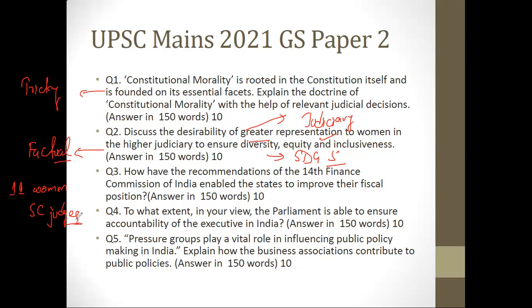If some people know some of these facts, it's good for them. If you have written these facts, awesome, man. So you will start with that. The greater representation to women in higher judiciary will go a long way in promoting SDG 5 too. If you remember SDG, try to include it anywhere and everywhere. That will enhance your answer. So the first heading which you will make here is status. What is the status of women in higher judiciary? And here you will give all these facts. No female CJI, 11 women Supreme Court judges, all these things you have to talk about.